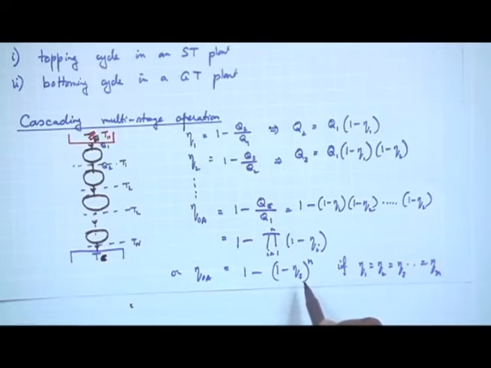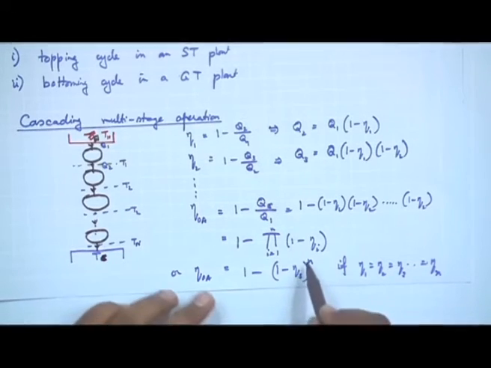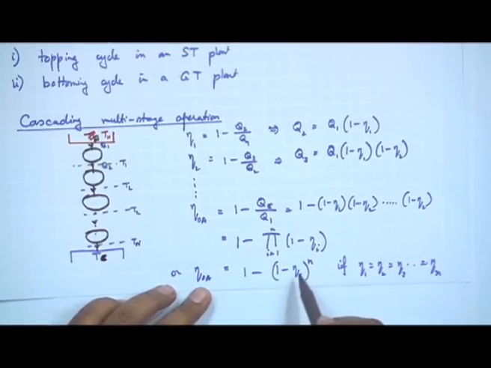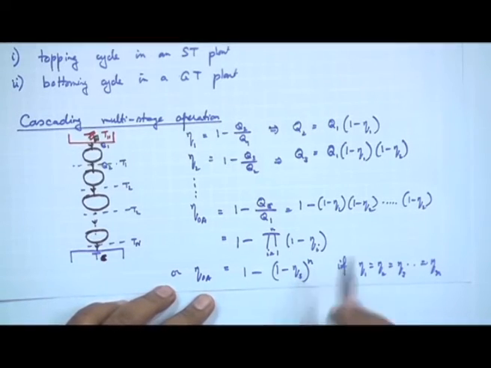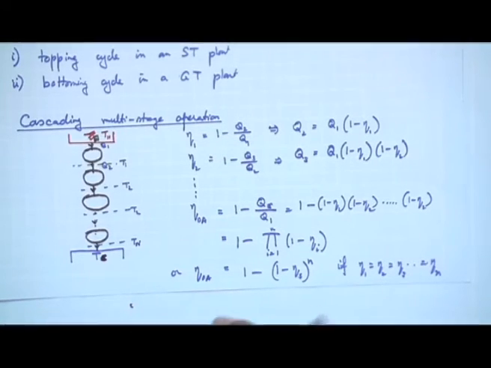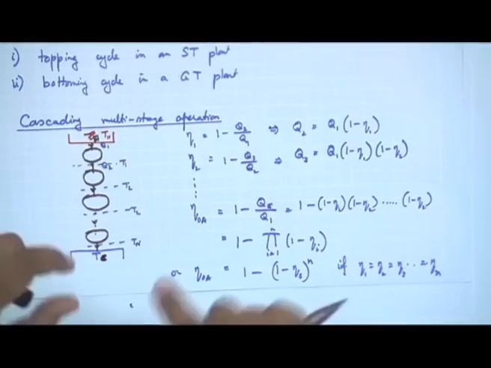Okay. All right. So, if I keep on increasing n, my eta s will also change, or rather reduce. Therefore, it does not necessarily mean that if I keep on increasing the number of stages indefinitely, I will keep on getting higher and higher efficiencies. All right. So, it is limited by the temperature band.